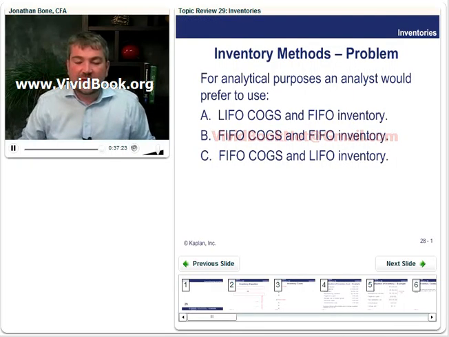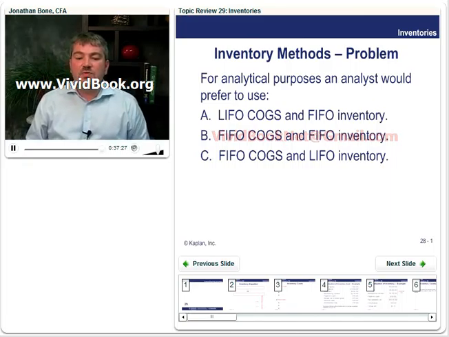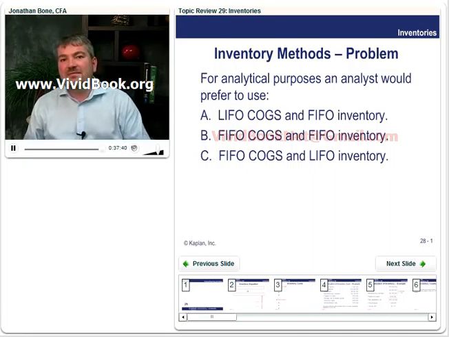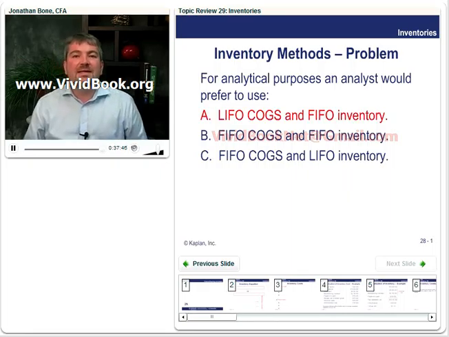Okay, let's finish this reading with a question. For analytical purposes, an analyst would prefer to use which method? LIFO COGS, FIFO inventory? Well, remember, they like LIFO in the income statement because the cost of goods sold would represent the most recent purchases, but they prefer FIFO in the balance sheet because under FIFO the ending inventory would contain the most recent purchases. So therefore, our answer is A.